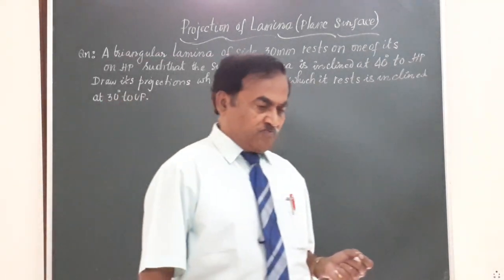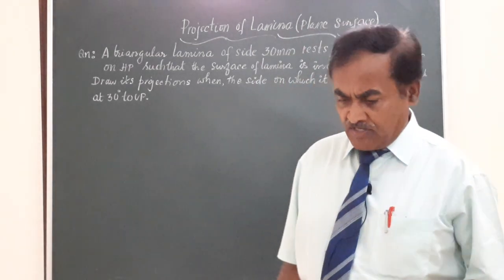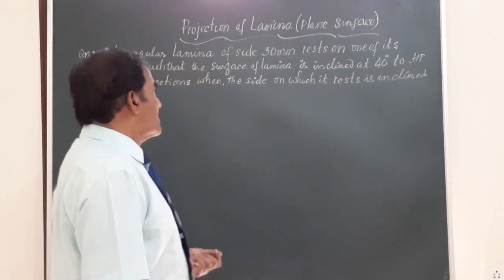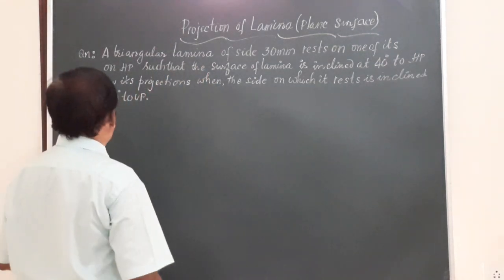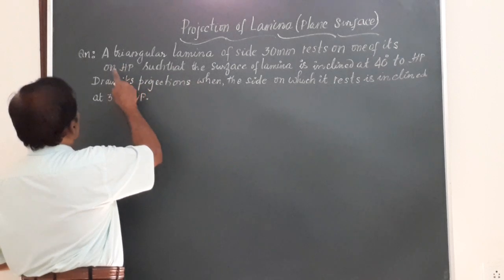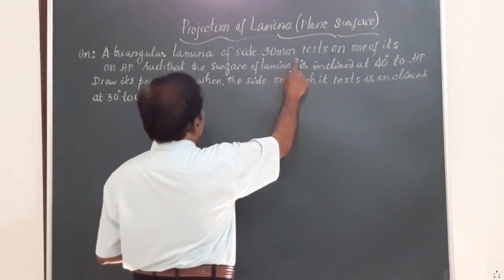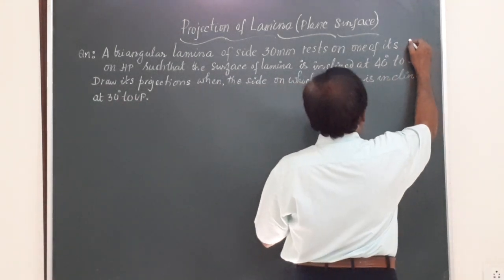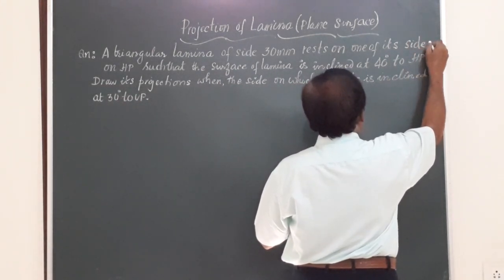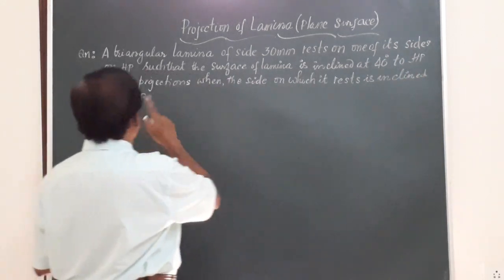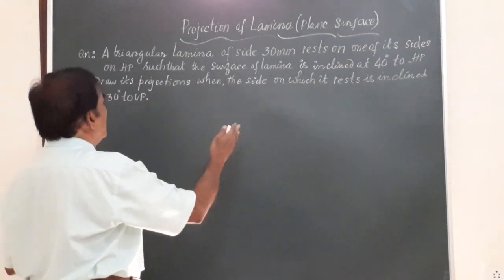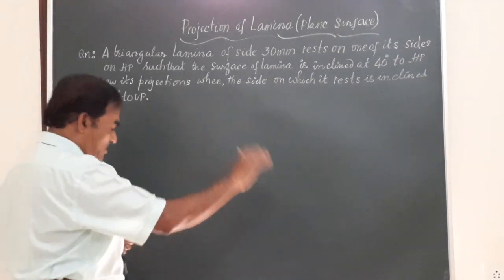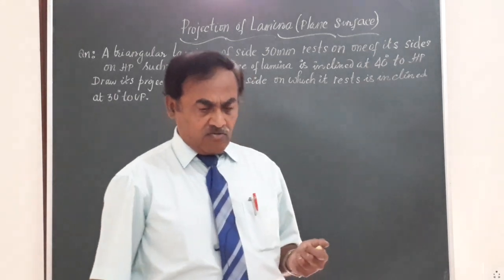Friends, after getting some information about this lamina, let us start with a simple example of a triangular lamina. The question runs like this: a triangular lamina of side 30 mm rests on one of its sides, or edges, AB, BC, etc., on HP, such that the surface of the lamina is inclined at 40 degrees to HP. Draw its projection. So, let us see what data is given.